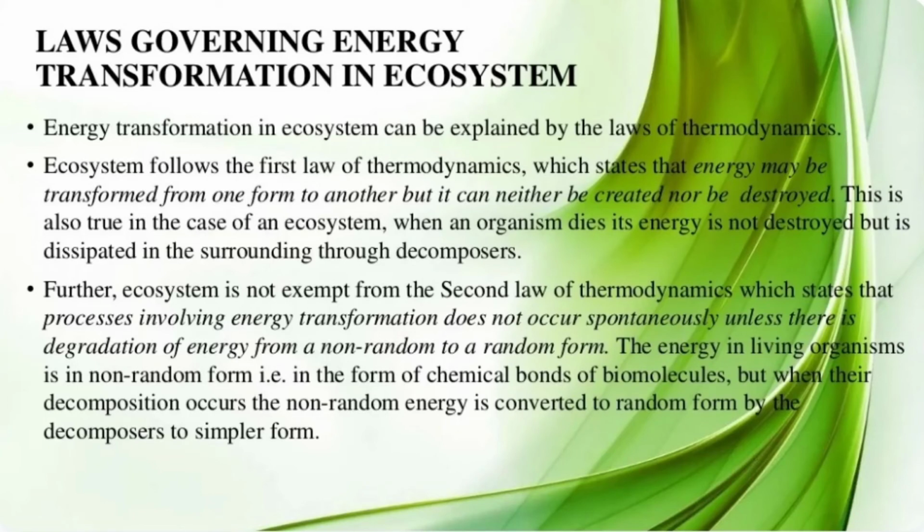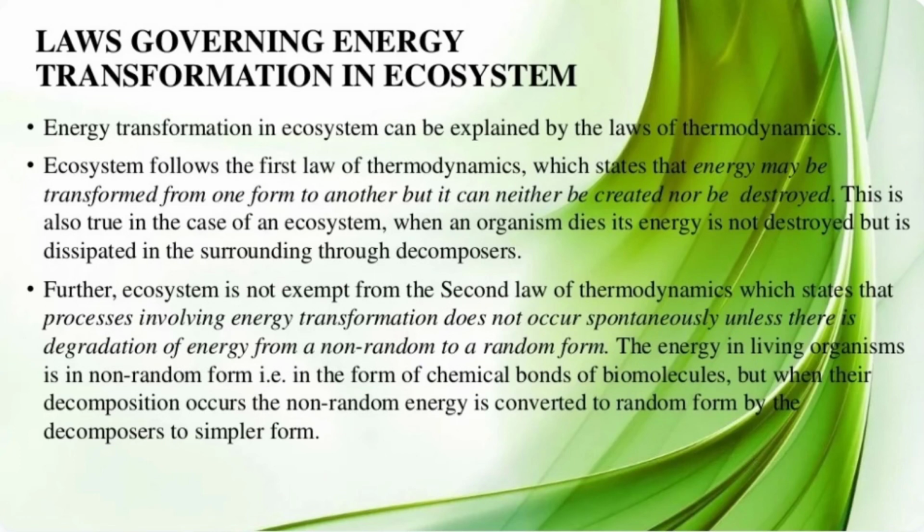First, energy transformation in an ecosystem can be explained by the laws of thermodynamics. The ecosystem follows the first law of thermodynamics, which states that energy may be transformed from one form to another, but it can neither be created nor be destroyed. This is also true in the case of an ecosystem. When an organism dies, its energy is not destroyed but is dissipated in the surroundings through decomposers.